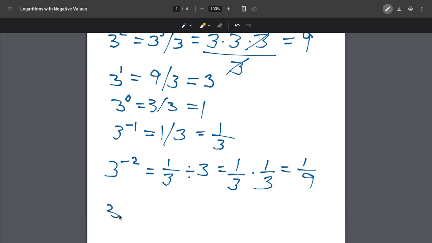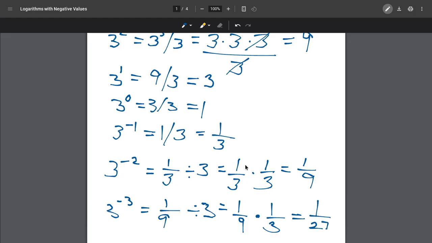If we go one more, let's do 3 to the negative 3. That's 1/9 divided by 3. If we change that to fraction multiplication, we get 1/9 times 1/3, which is 1 over 27. So ultimately we're looking at this power here.